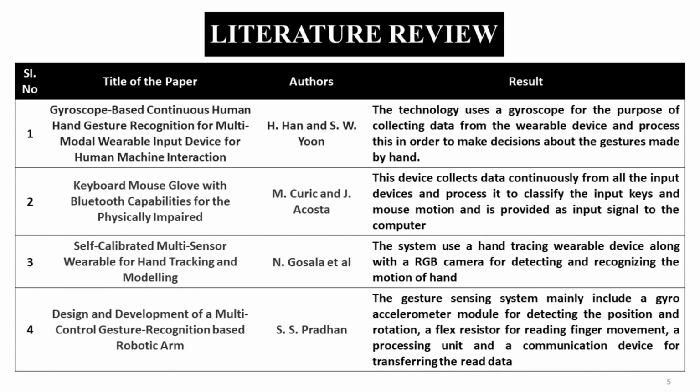Coming to our literature review, we have researched many papers and have come to a conclusion about 4 papers: gyroscope-based continuous human hand gesture recognition for multimodal wearable input device for human-machine interaction, keyboard mouse glove with Bluetooth capabilities for the physically impaired, self-calibrated multi-sensor wearable for hand tracking and modeling, and design and development of a multi-control gesture recognition based robotic arm. The authors and results have been discussed.